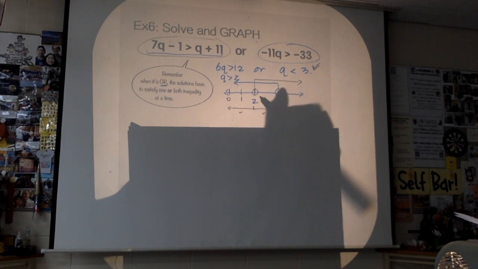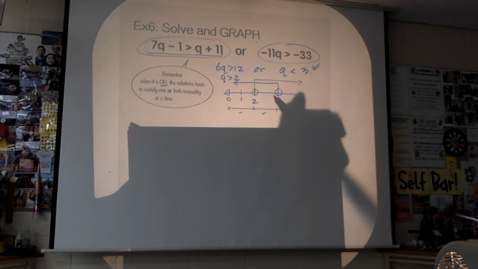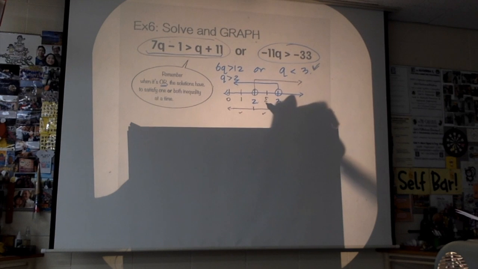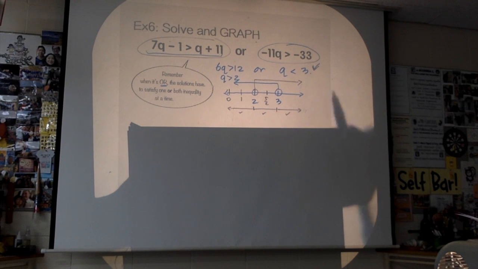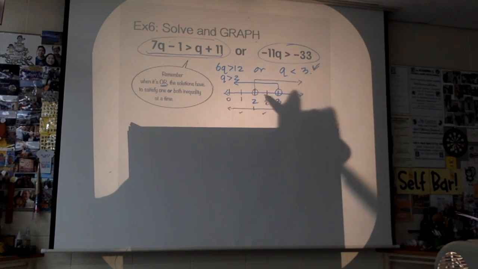Now, if I put in any values from 2 to 3, like a 3, maybe a 2.5, so 5 over 2, what's going to happen? It's going to satisfy both of these inequalities. If I plug in any values for here, and it's or, right?